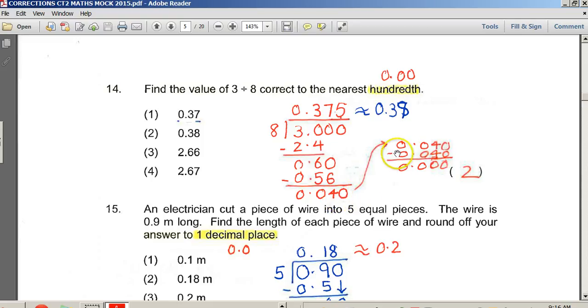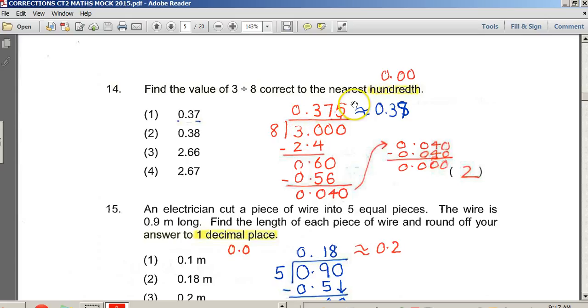So I continue with this. I bring a 0 down from here, 0 down from here. Now this looks like 40. 5 times 8 is 40, then I put 5. Right? The whole working is this. 0.375 times 8 is 3.